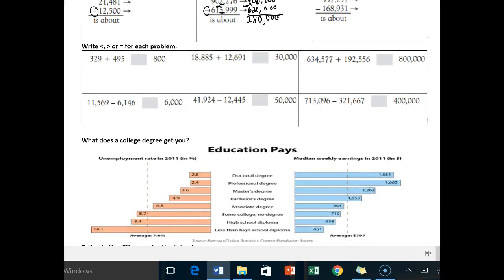So we can do inequalities as well, right? So we can estimate to find out whether this sum is less than, greater than, or equal to 800. So let's do that. Let's round to the nearest 100 on this one. So 329, does the 2 tell us to round up or down and stay the same? So stay the same, right? 5 or higher, we would round up. 4 and lower, we would round down, stay the same. So the 9 on 495 tells us to round up, so 500.